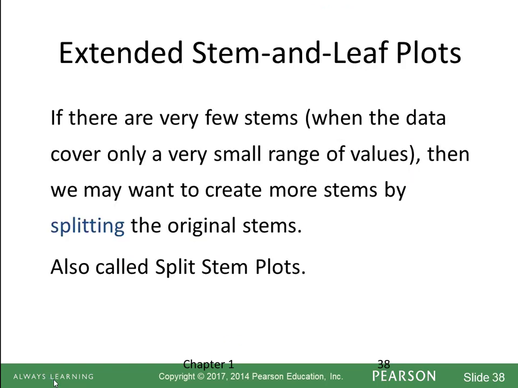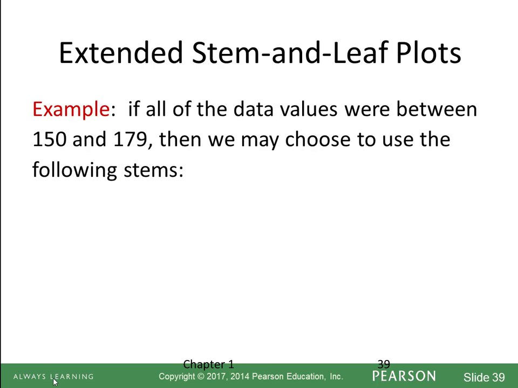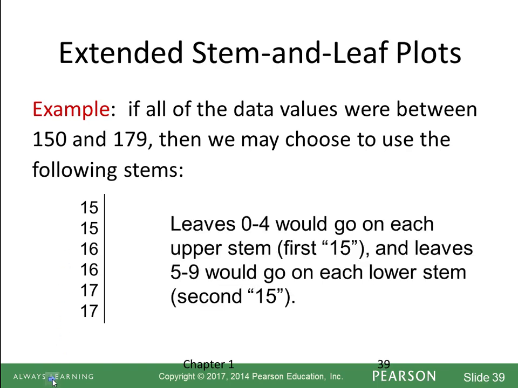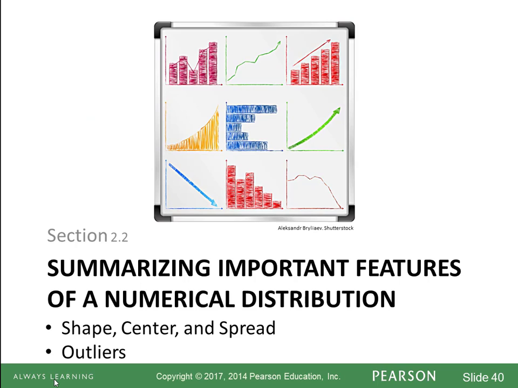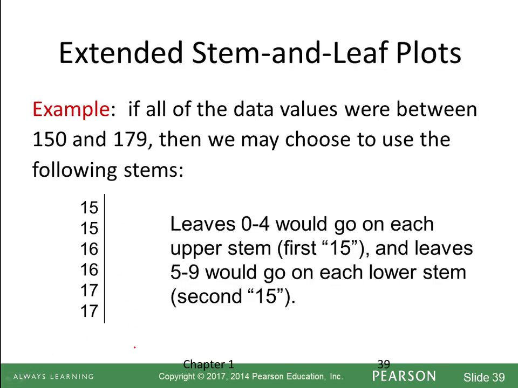If you have data with very few stems, sometimes we split the stems. So if all of our data were between 150 and 179, we could split the stems. And then what you do is you put the first 5, 0 through 4, on the upper stem, and then the last 5, 5 through 9, would go on the lower stem. And it gives you, I'm going to go back to that, it gives you a little bit more information.